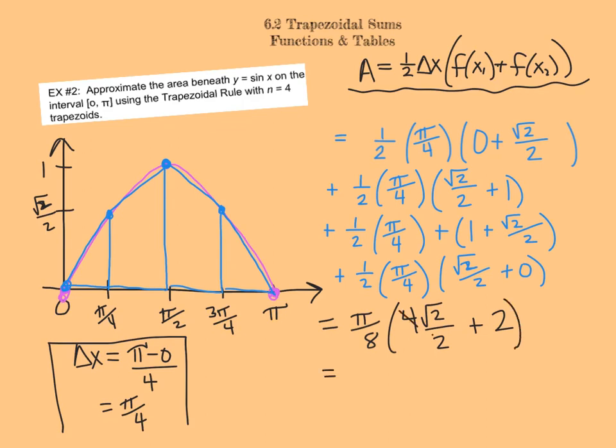Well, 4 over 2 is just 2. So we have pi over 8 times 2 root 2 plus 2. That's fine. If you wanted to put that in your calculator, I'll see what we end up getting. And it's approximately 1.896.